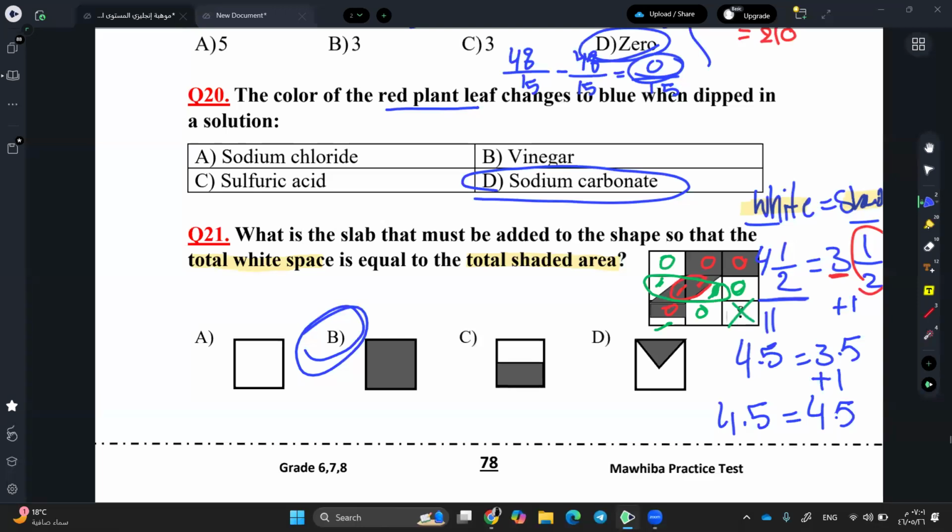4 and a half, and here 3 and a half, so we're going to add 1 to make it 4 and a half, right? So the whole 1 is going to be like that, B, okay?